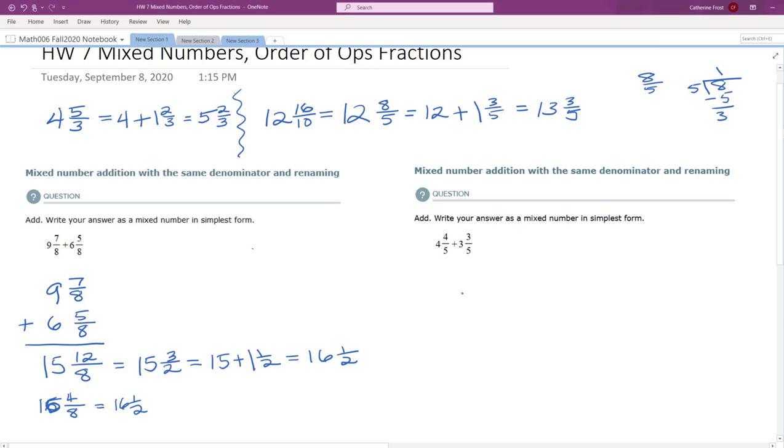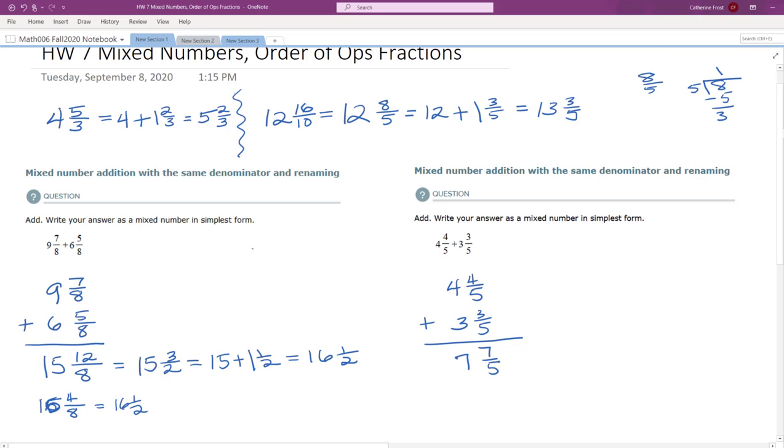Okay, so let's do one more, and I'd advise you to pause the video and try this one on your own, and then restart and see how you did. So 4 4/5 plus 3 3/5. And I'm trying to line up my whole numbers and my fractions. And I notice that I have the same denominator, which is good. That's what I need in order to add. So I can immediately add my two numerators, 4 plus 3, and get 7/5. And then coincidentally, we have 4 plus 3 for our whole numbers, so we get 7.